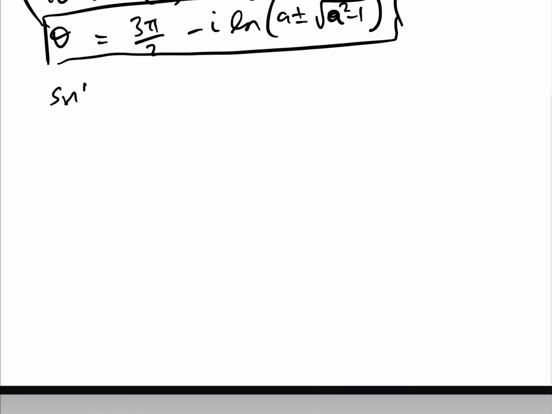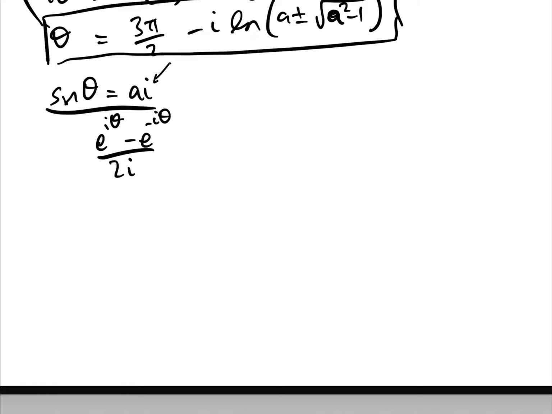The third one is sin θ equals ai. So again, we have (e^(iθ) minus e^(minus iθ)) over 2i, and let's do this slightly slower because there's an i here, equals ai. So then when we multiply, we get e^(iθ) minus e^(minus iθ) equals 2i times ai. Well, i squared is minus 1, so that gives us minus 2a.